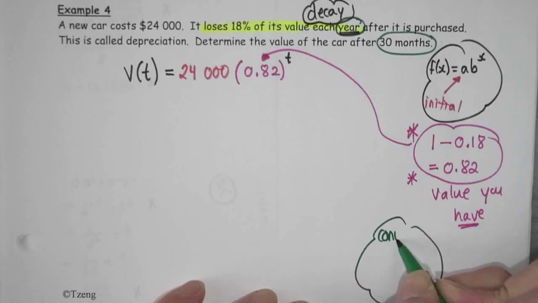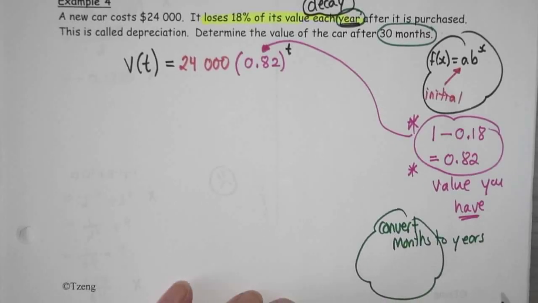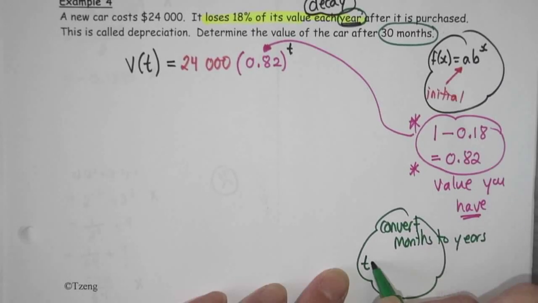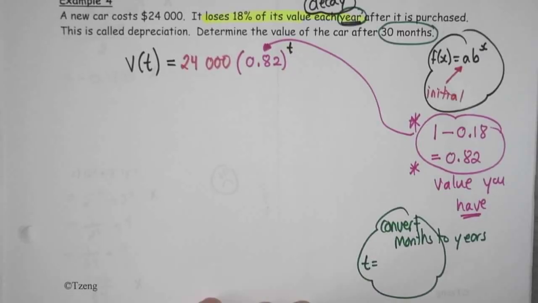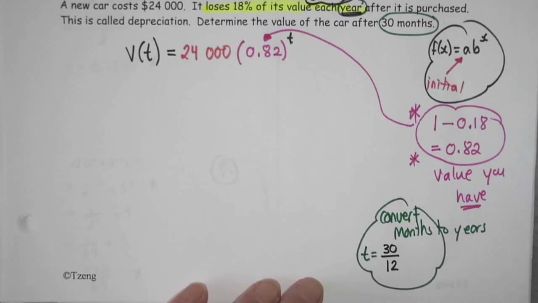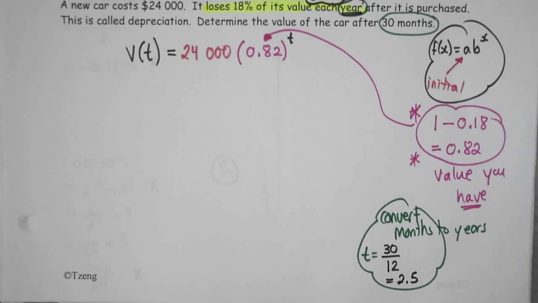So convert months to years. My time is going to equal 30 months over 12. However many months it is, you divide it by 12 to convert it to years. And that actually ends up being 2.5. Nice 2.5.